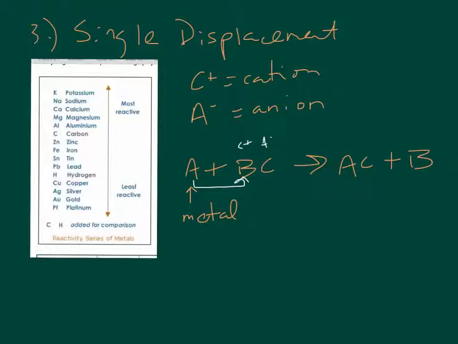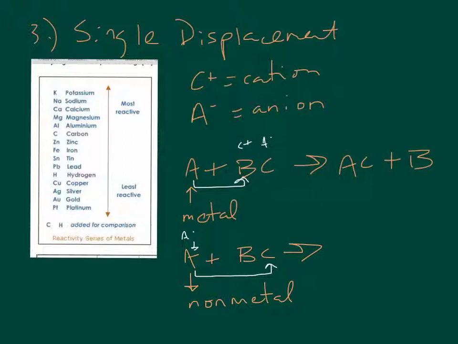Now what happens if A is a nonmetal? All right, let's do it again. So here's A plus BC. So what are we going to get if A is a nonmetal? Remember, a nonmetal is an anion. Okay, so it's going to be the anion. Let me do this, a little anion with a negative sign for A. So that means that the A has to replace the other anion. Well, C is the other anion. Okay, so what we end up with is BA plus C.